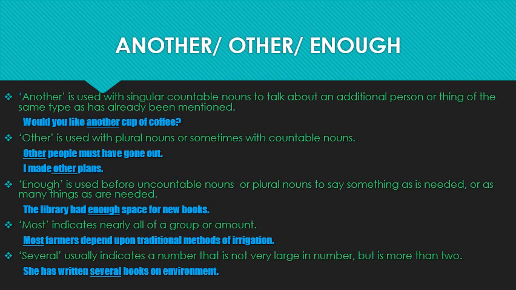Another, other, enough. Another is used with a singular countable noun to talk about an additional person or thing, another, of the same type as has already been mentioned. Would you like another cup of coffee? That means a person is already having coffee and you're offering him more.